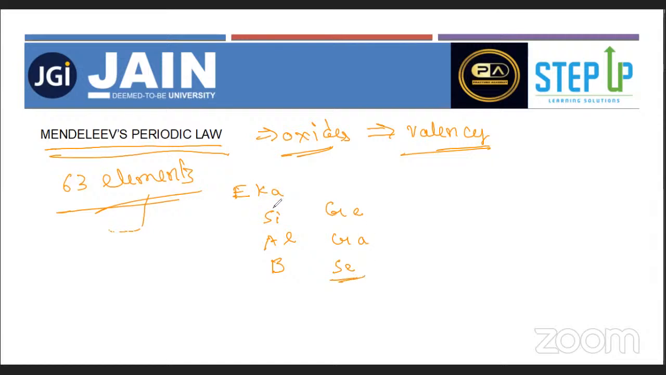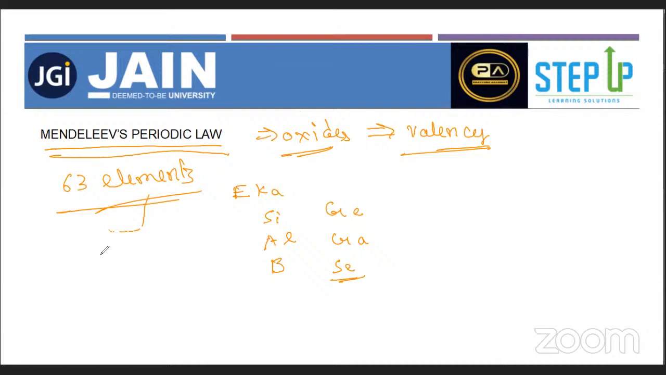So what he did is, he was not only able to arrange all the 63 known elements, but also the things which were not known at that time. Those were also given space, and later they were discovered and put in there. So everything was falling in line. The problem that happened was that there were a few issues with the arrangement, the atomic masses.